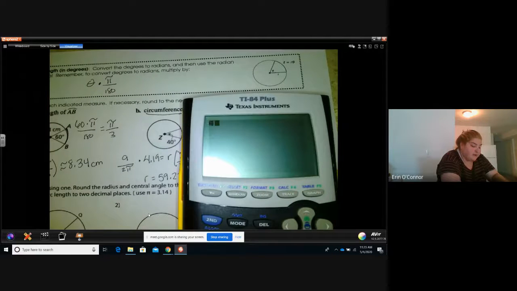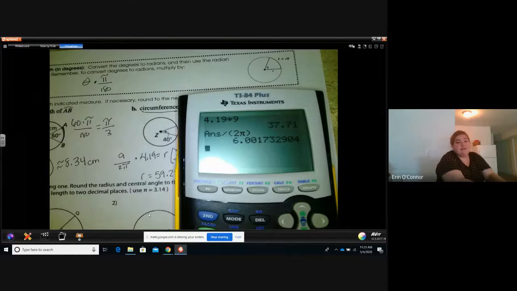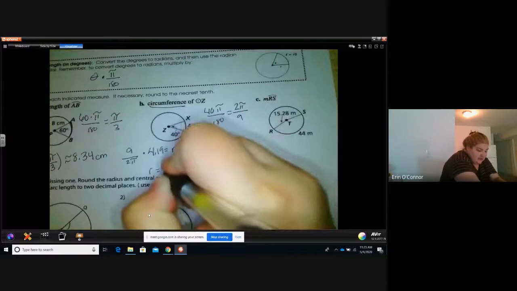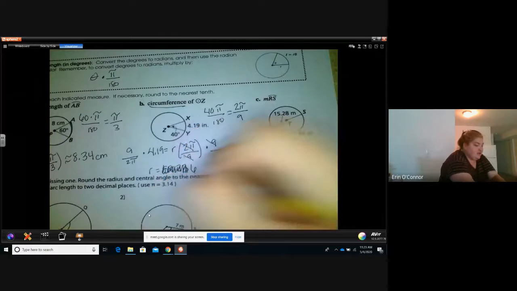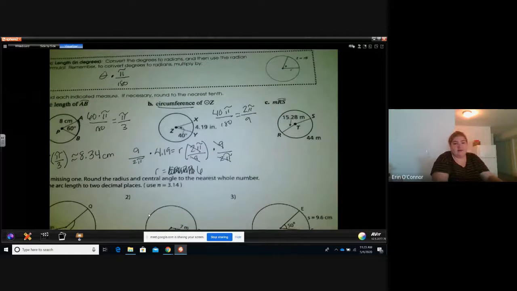So it's 4.19 times 9. And then when we divide, I forgot to do this in here, I have to do 2 pi in parentheses. And that's my bad. So it's 6.00 or just 6. So the radius here is 6. And I knew 59.23 was too large because it didn't look proportional. And that's how I knew it was too large. So the radius here is 6, and it's 6.00, so we're just going to say 6.